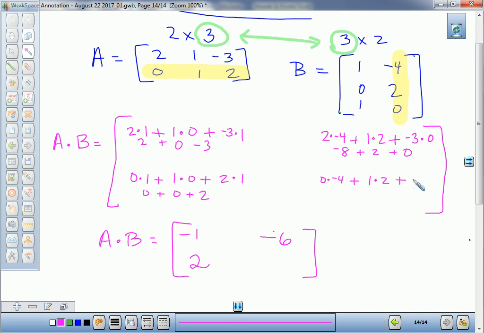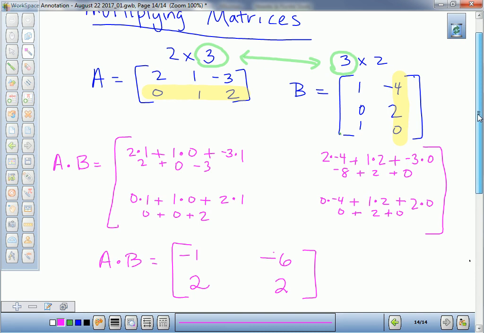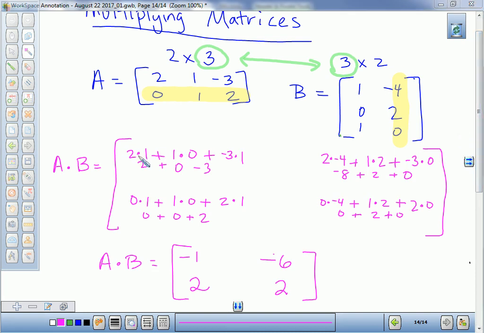Alright, so B was this: 1, 0, 1, negative 4, 2, 0. And A was this: 2, 1, negative 3, 0, 1, 2. So this is a 3 by 2, and this is a 2 by 3.